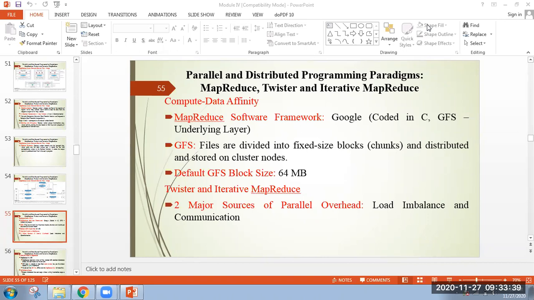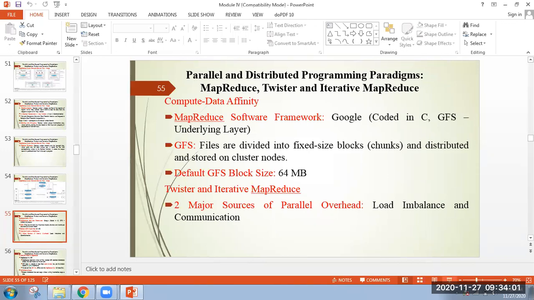Which one is the correct answer? Can anybody say? Installing MapReduce. Exactly. Installing MapReduce, because the first step is data partition, the second step is computation partition, and in between the map function, reduce function and combiner function are coming. The correct answer is installing MapReduce. It is not a step.